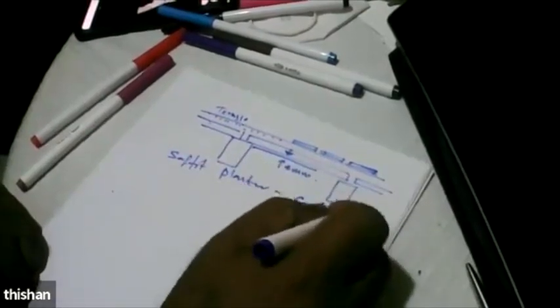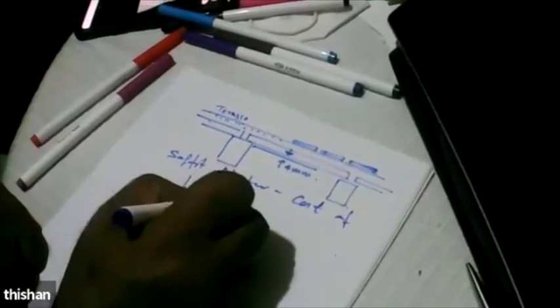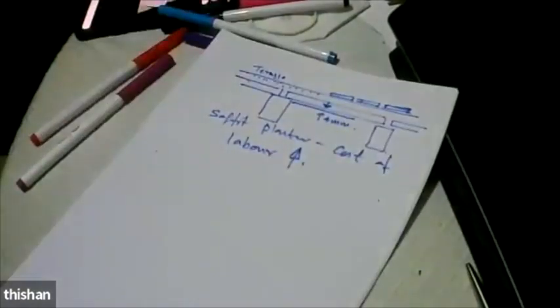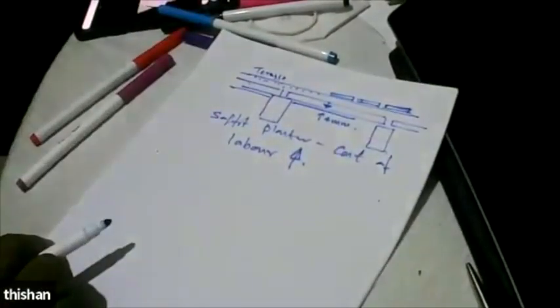Cost of labor is high, because doing a soffit plaster takes much longer than doing a normal plaster on a vertical surface, because we have to do it hanging. So the labor cost for soffit plaster is much higher, but here we are using a putty, which means it takes much less time to cover the walls, cover the soffit. So it's super fast. Huge saving in labor is possible.